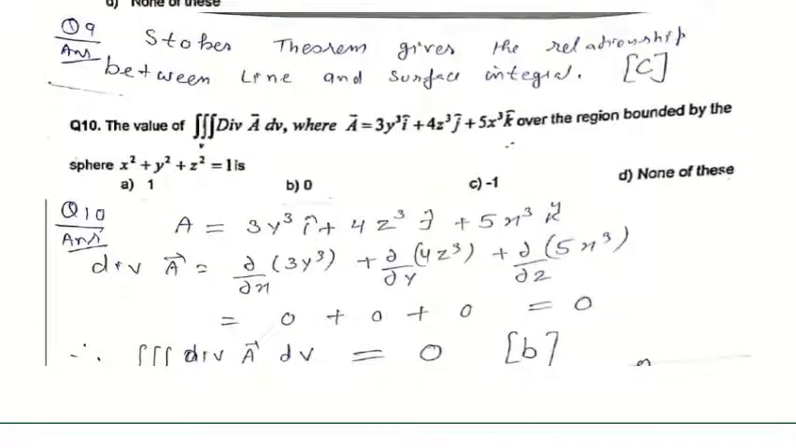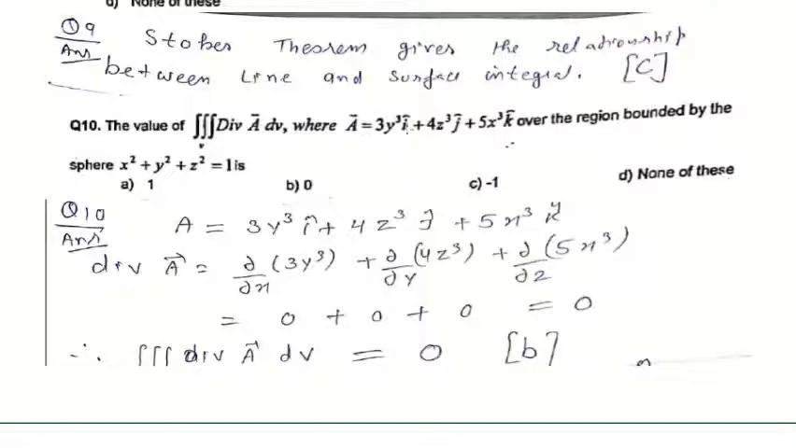Next, here you are asked to calculate the value of the divergence over the region bounded by the sphere. In divergence we differentiate the i component with x, it is 0, the j component with y, it is again 0, the k component with z, it is again 0. There is no x, no y, no z, so the divergence is 0. If it is only x, only y, only z, then curl is 0.